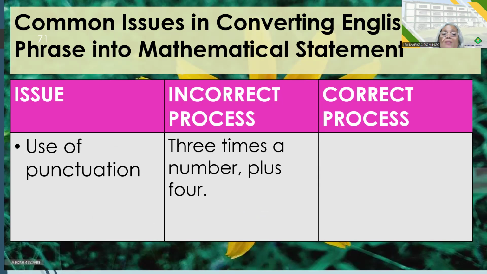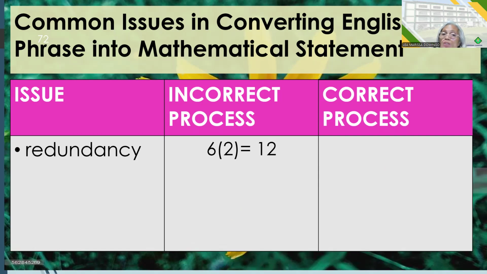Next issue is the use of punctuation. Incorrect process, 3 times a number plus 4. So, 3 times a number plus 4. So, 3 times the quantity x plus 4. That's an incorrect process. The correct process is 3x plus 4. So, the 3 is multiplied only to the number x. Then, add the 4.